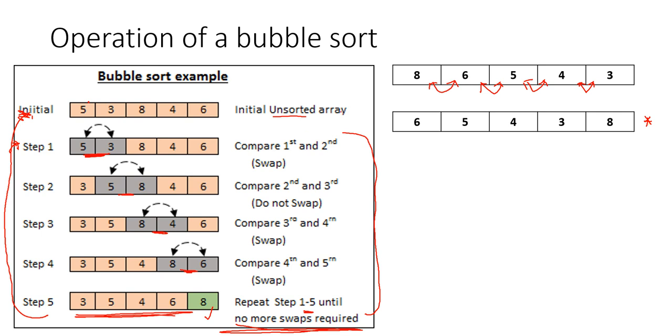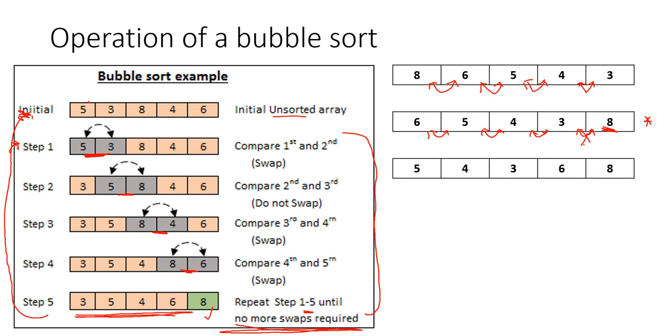So what will happen this time, 6 will compare to 5, they'll swap. 6 will compare to 4, they'll swap. 6 will compare to 3, they'll swap. 6 could compare to 8, but we do know that 8 is in the correct position, so we could make the algorithm a little quicker, but for now, compare to 8 and they would not swap. So you end up with 6 over here now, and the array looking like this.